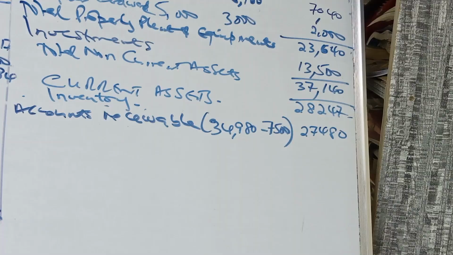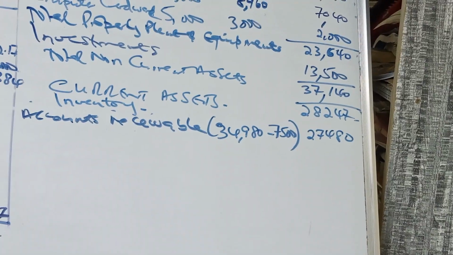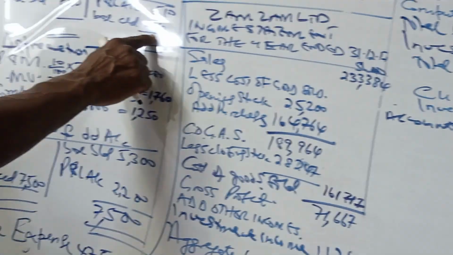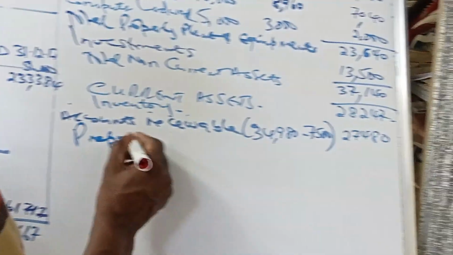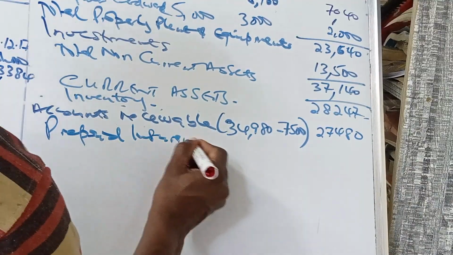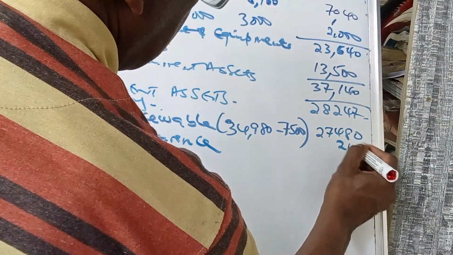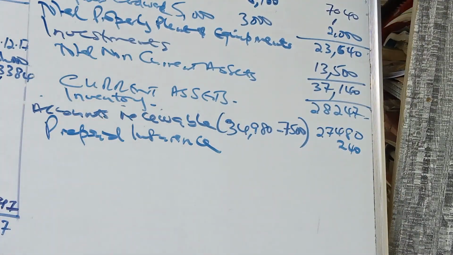Then we have prepaid insurance. We said prepaid insurance was 240. Then we have bank, amounting from the trial balance, at the bottom, 14,505.